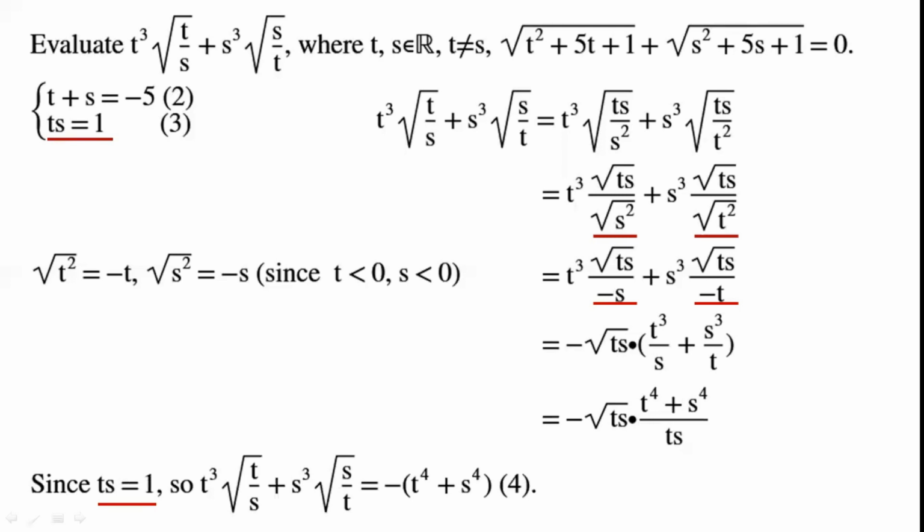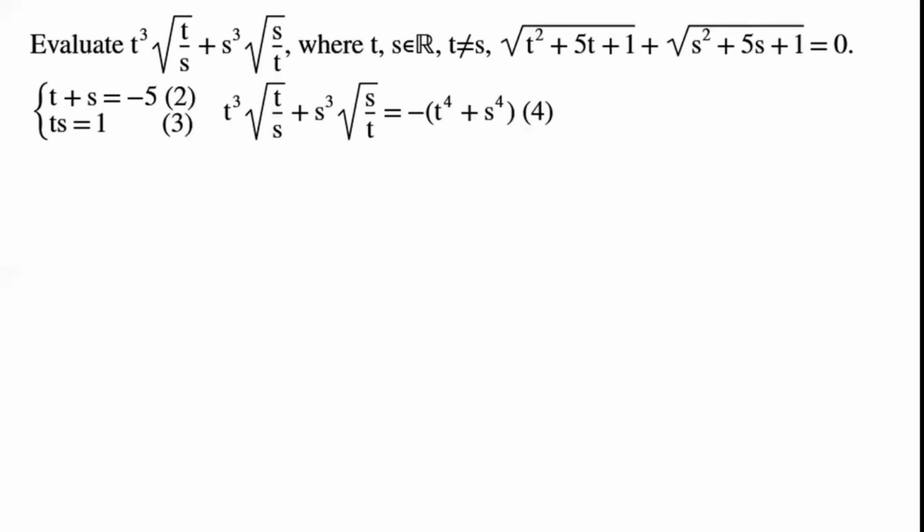Since ts equals 1, t cubed times root of t over s plus s cubed times root of s over t equals minus t to the power of 4 plus s to the power of 4. Next, we have to evaluate t to the power of 4 plus s to the power of 4.